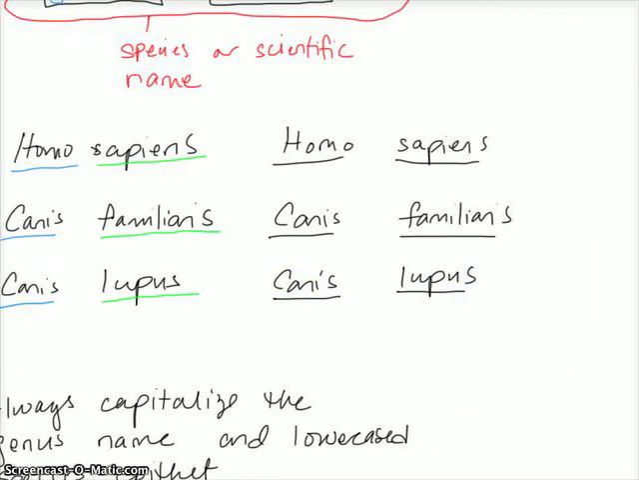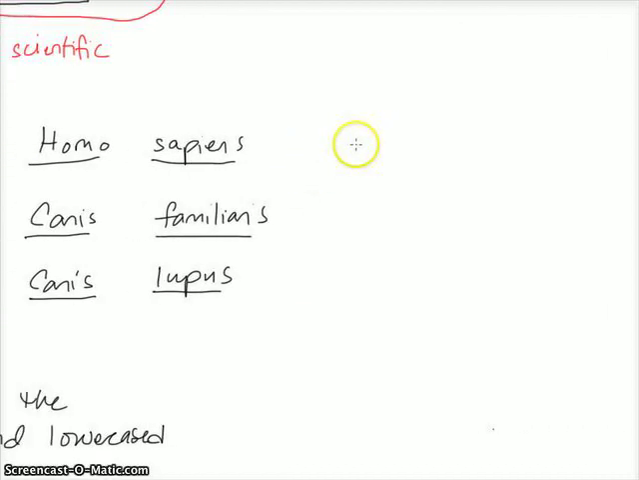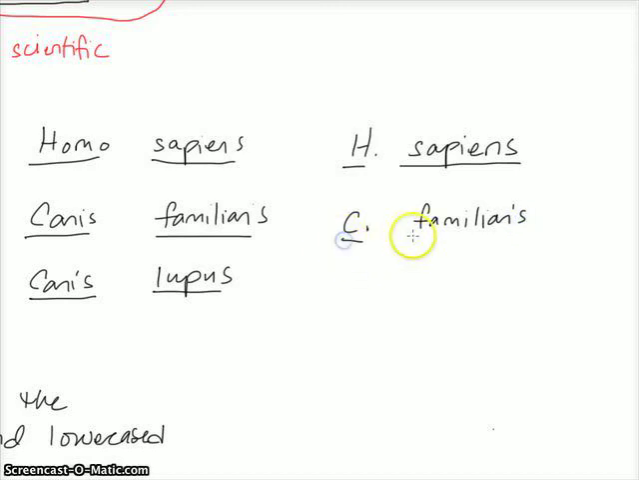You can also choose to abbreviate the species name if you'd like, and in writing, you still have to make sure that you follow the rules. So if you want to abbreviate it, Homo sapiens would be H. sapiens, but you have to make sure that you underline it and you capitalize the genus. So this would be C. familiaris. Make sure you underline it and capitalize the genus. And this one also, C. lupus. Make sure you underline the species name and capitalize the genus.